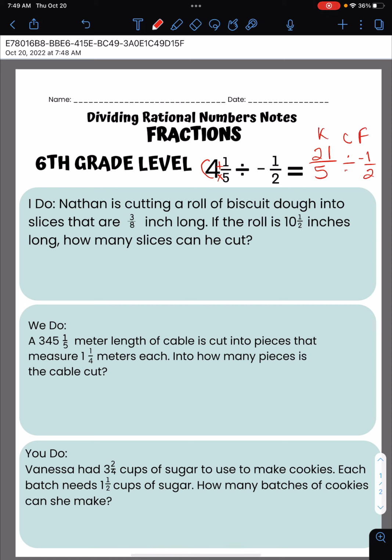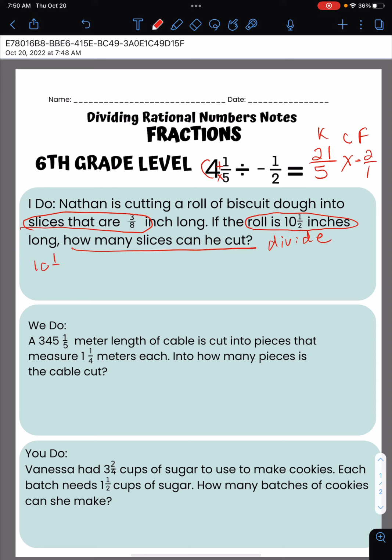Sorry, guys. Okay, so this is the first I do. It says, Nathan is cutting a roll of biscuit dough into slices that are 3/8 inches long. If the roll is 10.5 inches long, how many slices can he cut? So the roll is 10.5 inches long, and he wants the slices that are 3/8. Okay, and we want to know how many he can cut. So if he's cutting them, of course, you're going to divide.